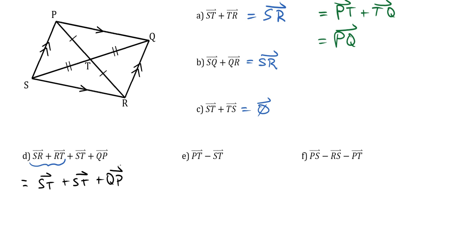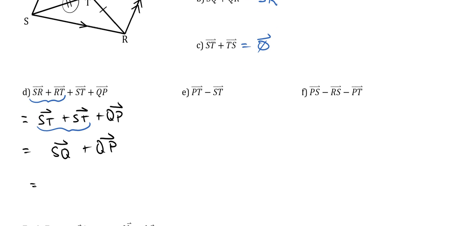Is it 0? They're in the same direction. ST plus TS would be 0. ST plus ST. SQ. Why is it SQ? But how do you know double?